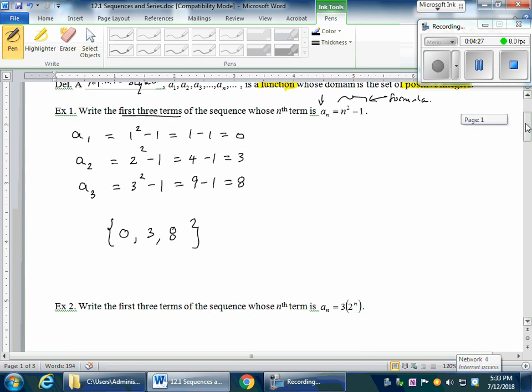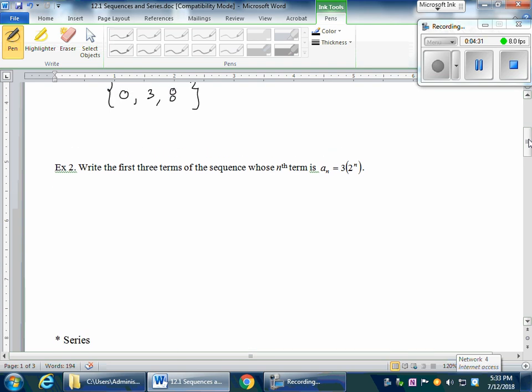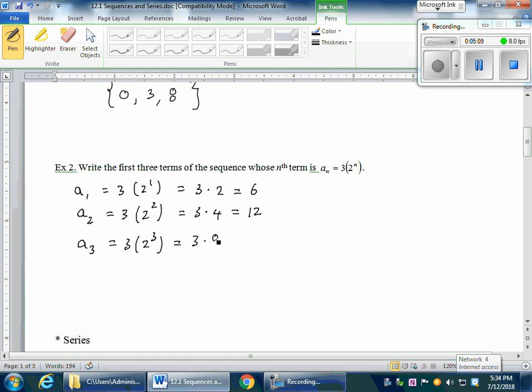So let's take a look at the next example. You want to find the first three terms of the sequence whose general term is 3 times 2 to the n power. So my first term, a sub 1, will become 3 times 2 to the 1 power, which is 3 times 2, that gives me 6. A sub 2, the second term, will be 3 times 2 to the second power, which is 3 times 4, that is equal to 12. A sub 3 means 3 times 2 to the third power, that is 3 times 8, which is equal to 24. So now we got the first three terms of the sequence: 6, 12, and 24.